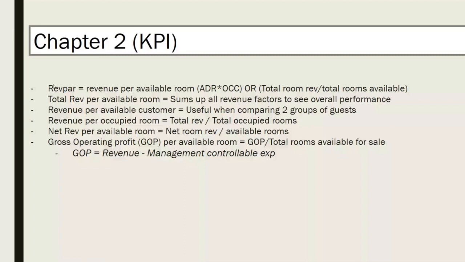So we're going to move on to chapter 2. I hope I'm not going too fast. So chapter 2, we have the KPIs, the key performance indicators, and we have looked at that in the previous semesters. But just as a little recap, the main KPIs that we have are things like average daily rate, the occupancy percentage, the RevPAR. You have the TRevPAR, which is the total room revenue per available room. You have the revenue per available customer, the revenue per occupied room. So there's a lot of different key performance indicators we can look at to determine whether what we're doing is working or not working.